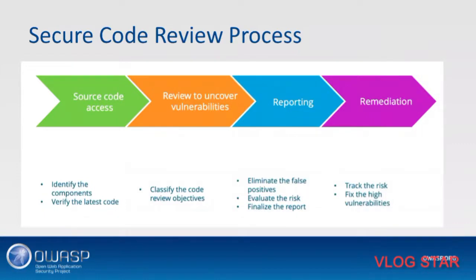First, what we need is source access to the source code, so that we can identify the components they are using, any third-party libraries, and whether they are vulnerable to any well-known attacks. After that, we can identify the vulnerabilities in the code, and then we prepare a report so that we can eliminate false positives, evaluate the risk, and finalize the report. While reporting, we also provide remediation to the developers so that they can fix or apply the appropriate patches to the code. So this is the simple process of code review. It looks simple, but it's very complicated when we are actually doing it.